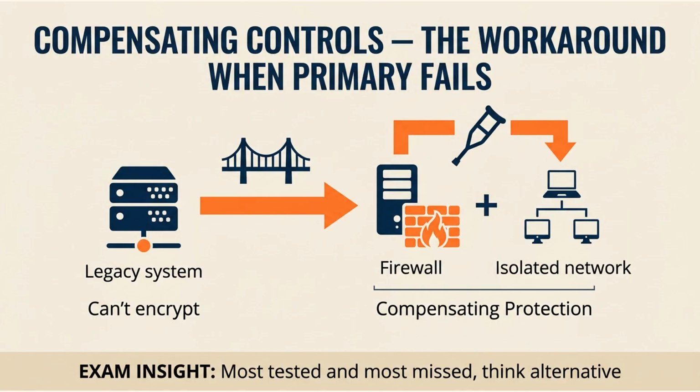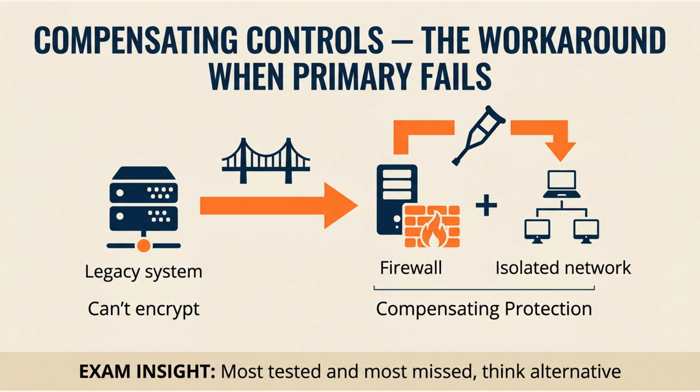This is the most tested and most missed control on Security Plus, compensating controls. What is a compensating control? It's an alternative or workaround you use when the primary control is not possible, too expensive, or failed. Classic example. You have a legacy medical device that cannot be encrypted, and it stores sensitive patient data. You can't encrypt it. That's the ideal preventative control you want, but can't. So what do you do? You put it on an isolated network segment with a firewall in front that only allows the hospital app to talk to it.